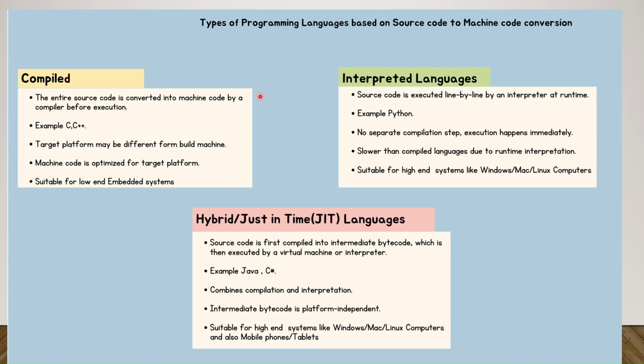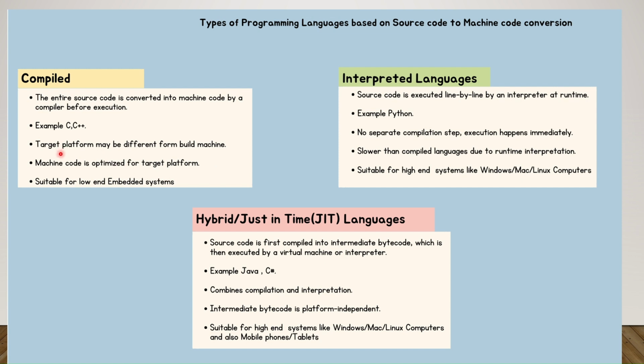As we discussed, that is how a programming language compiles and builds. Based on that, we have different variants of programming languages. The first one is compiled. In a compiled programming language, your entire source code is converted into machine code in one shot. Once you build it, your executable will be generated for the target platform. For example, C and C++ are compiled languages. Your target platform on which your executable will run may be different from the machine on which you are developing the software.